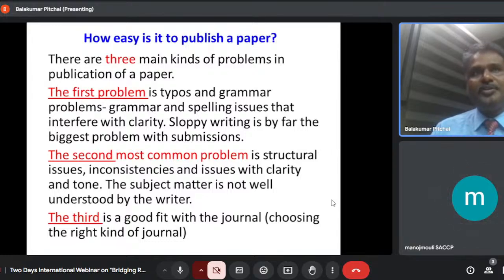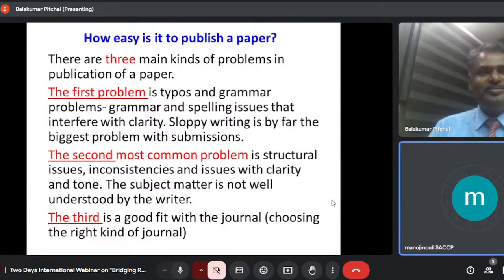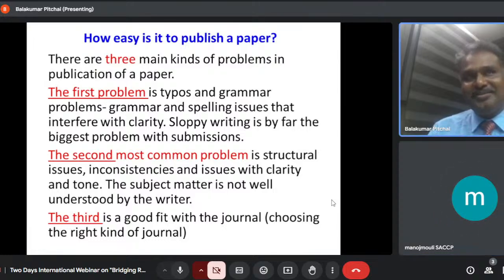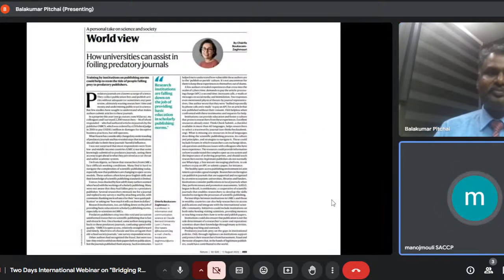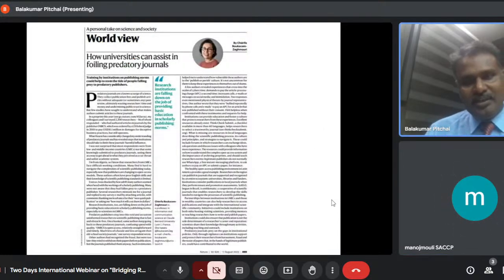And the third problem is that your work should be within the scope of the journal. So you have to choose the right kind of journal. That is the most important thing, with the help of your supervisor or guide. So look at this article. It was published by Nature. In the box, they have written very clearly, research institutions are falling down on the job of providing basic education in scholarly publishing norms. So that is the purpose of having this online webinar conducted today.